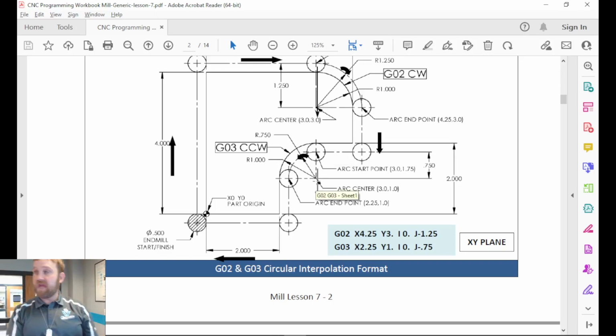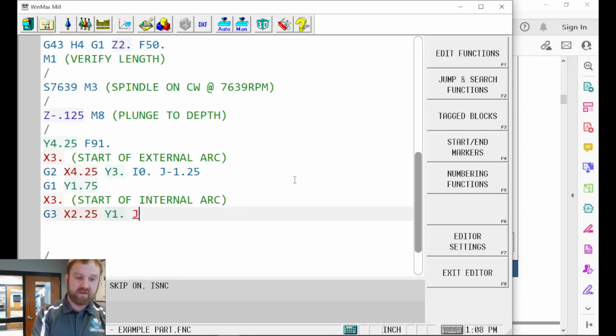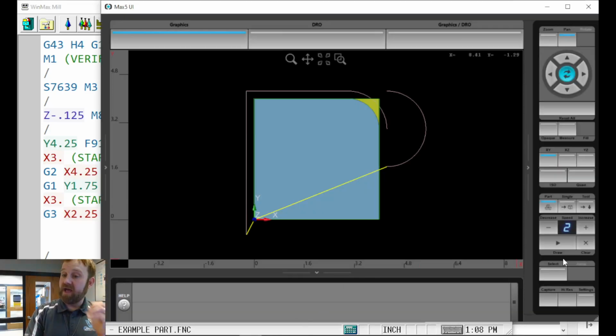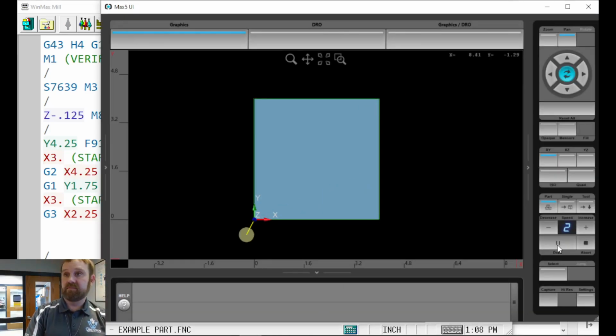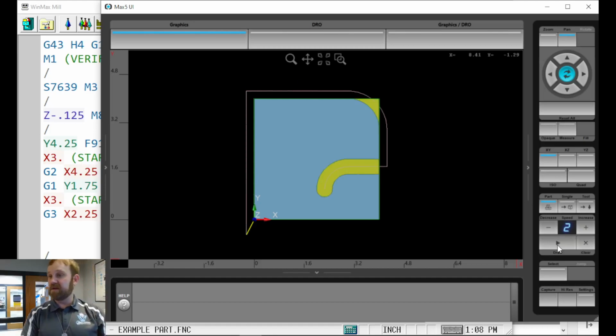So it would be a J negative 0.75. In the example, it has an I0 again, but I don't need that. You can put it, but I don't have to have it. Okay, an incremental 0 is basically a waste of keystrokes.